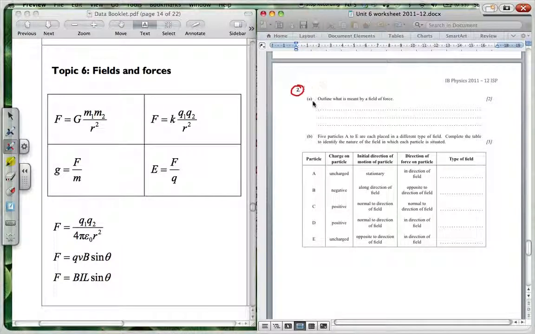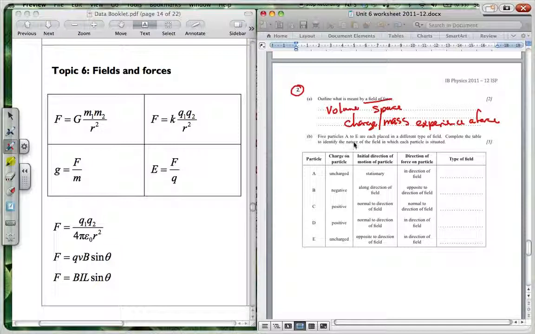Question 2a. Outline what is meant by a field of force. Now, a field is a region of space, an area or volume of space, in which a charge or a mass experiences a force. That can be either an electric field or magnetic field or a gravitational field. So it's a region in space where a charge or mass will experience a force.